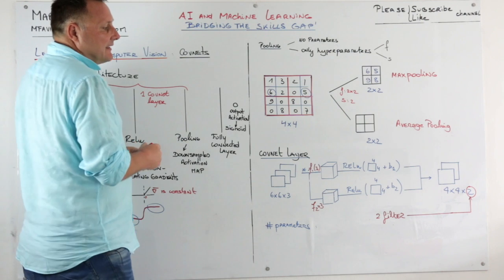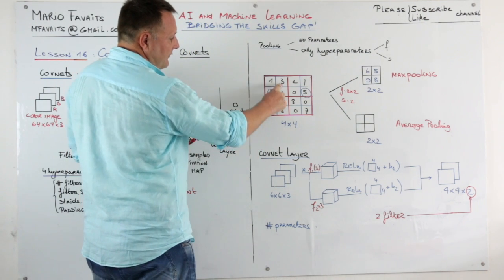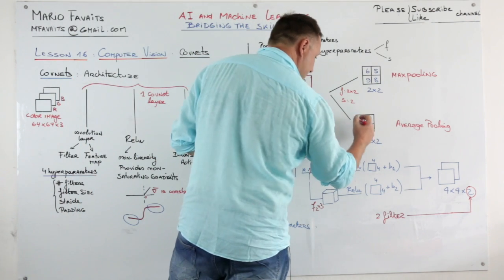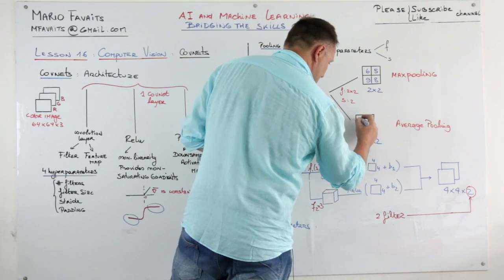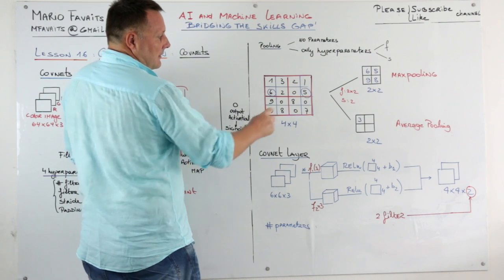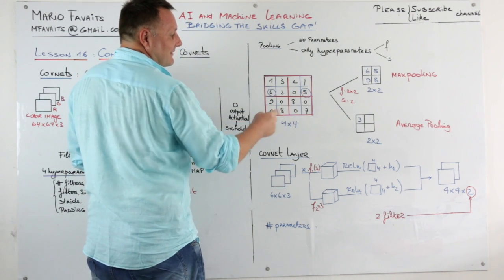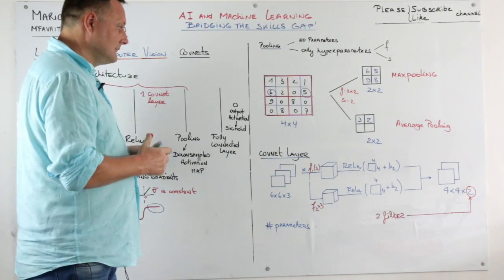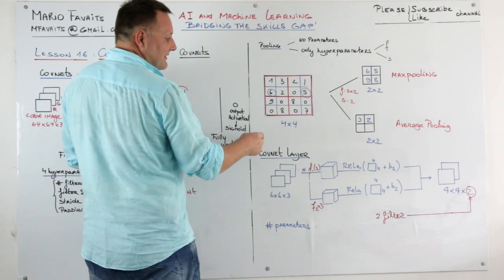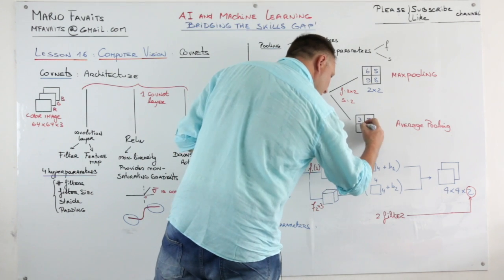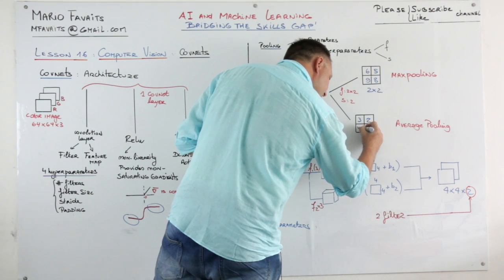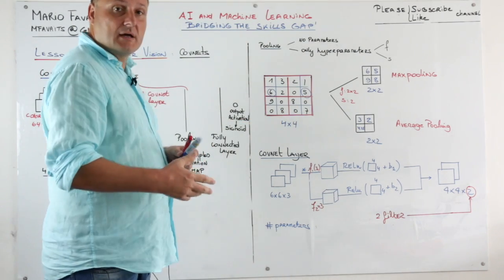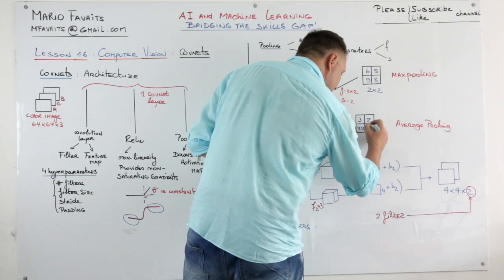So average pooling is different, you just take the average. That is 4, 6 and 6 is 12, divided by 4 is 3. 3 plus 5 is 8, divided by 4 is 2. 9 and 8 is 17, divided by 4 is 4.25. And 8 and 7 is 15, divided by 4 is 3.75.